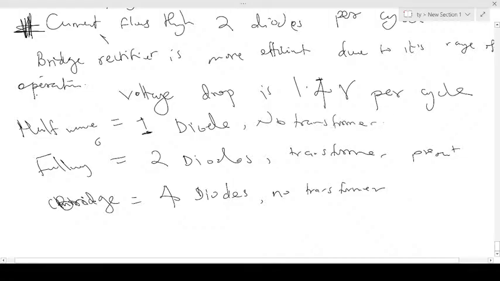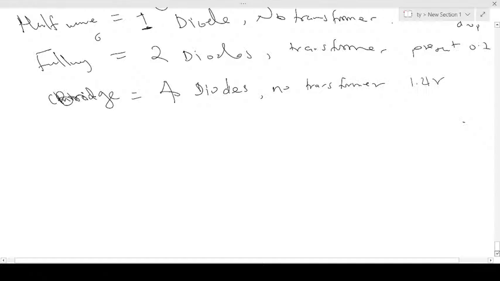In both half wave and center tap, the voltage drop is 0.7 volts. But in bridge, the voltage drop is 1.4 volts. Both the full-wave rectifiers, the center tap and the bridge, use the full wave. The half wave only uses the half wave, as can be told by the name.